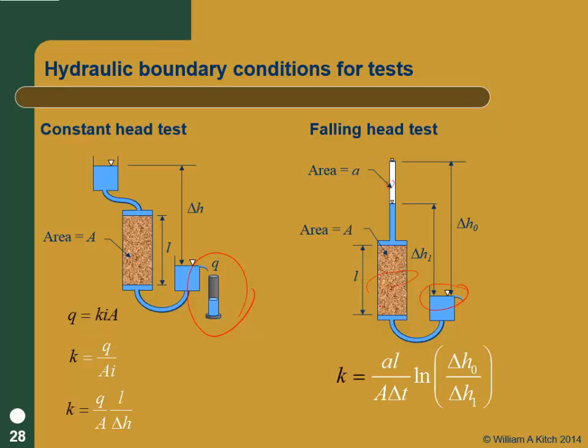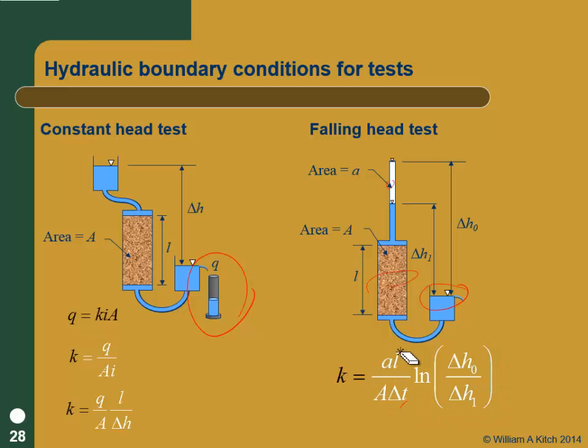So if you solve hydraulically for the boundary conditions for this one, you can show that the hydraulic conductivity is equal to the log of the ratio of the initial head divided by the final head, times the ratio of the area of the two tubes, little a over big A, times the length divided by t. So you can prove to yourself that that's true.